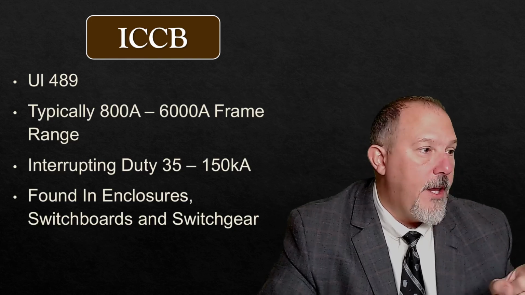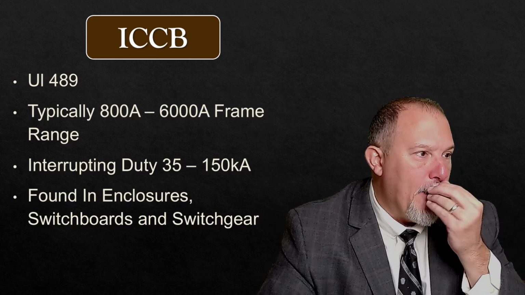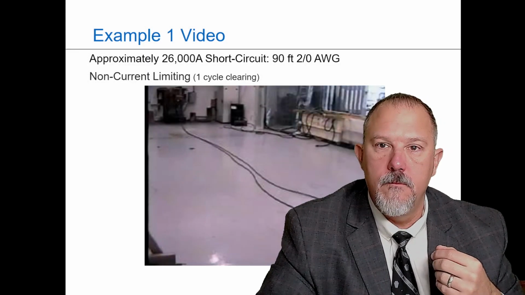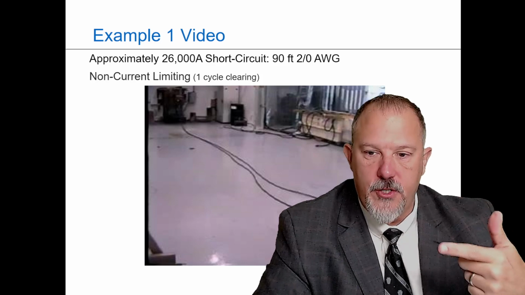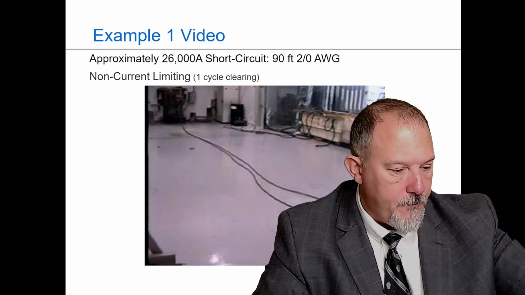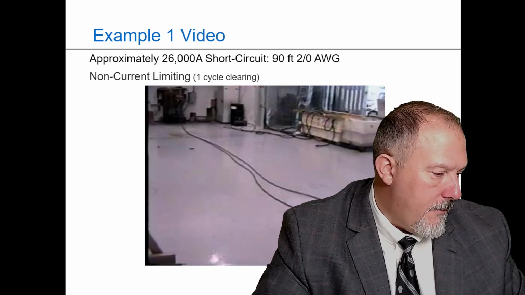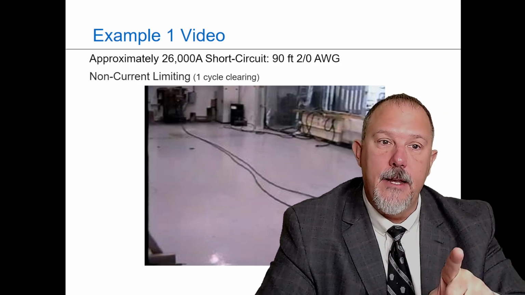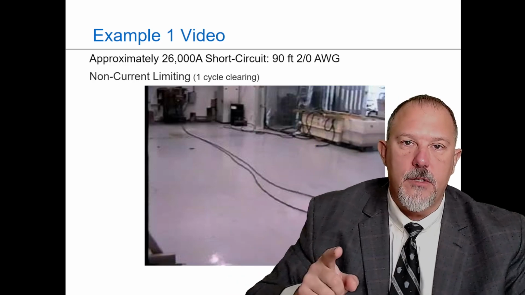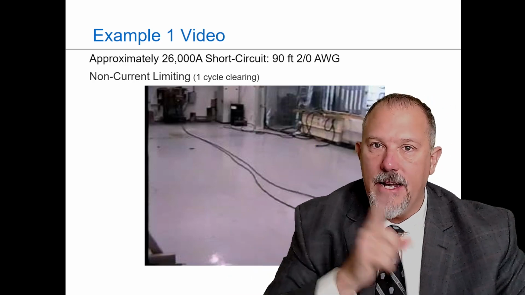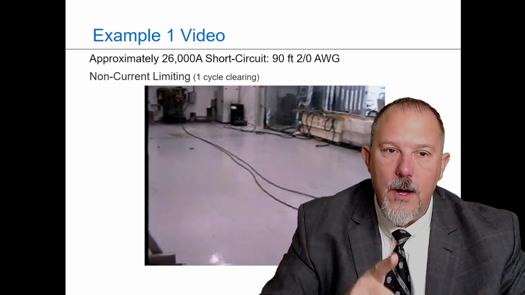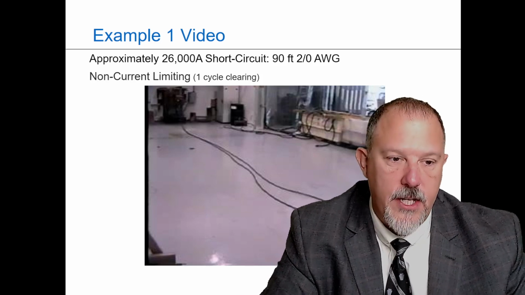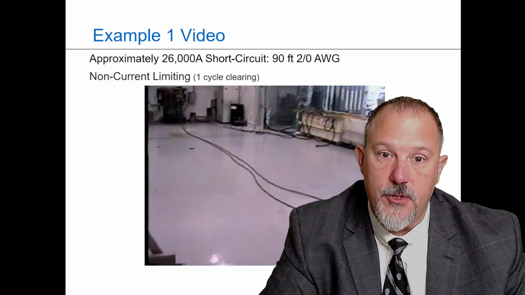Now I have the video. This is a 1 cycle clearing time, and I'm going to hide me. I don't know how to do that, but I'm going to figure it out. I'm going to show you what you're going to see. You have 26,000 amps flowing through a 2-watt conductor, 90 foot of 2-watt conductor, 1 cycle clearing time. These are the magnetic forces exerted on the power distribution system.